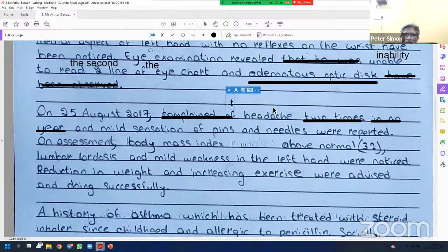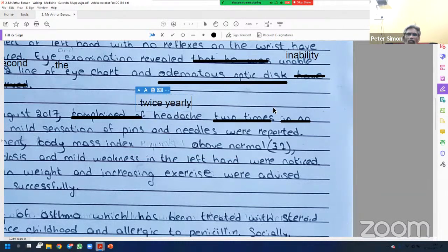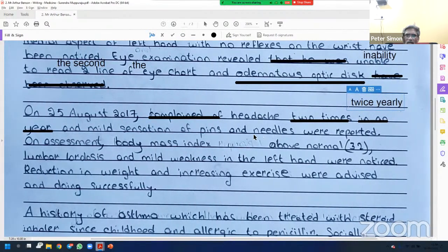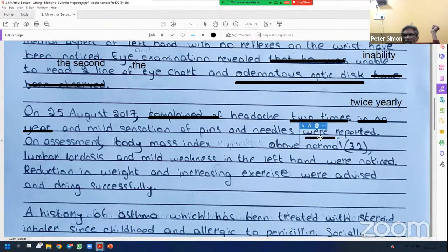Twice yearly. And mild sensation of pins and needles were reported. Now it is fine, right? Otherwise it is wrong because he complained of headache 2 times in a year. And mild sensation of pins and needles was reported, not were reported. Sensation was reported, right? Then why did you write were reported? You understand?